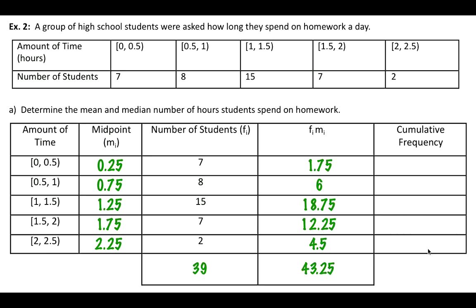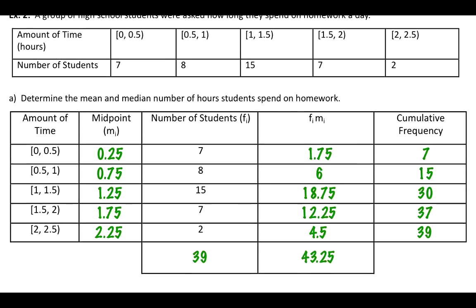So here we're going to do a cumulative frequency. Of course, we start with 7. 7 plus 8 is 15. 15 plus 15 is 30. 30 plus 7 is 37. And we get up to 39. Cumulative frequency will become important in a moment, for finding the median.